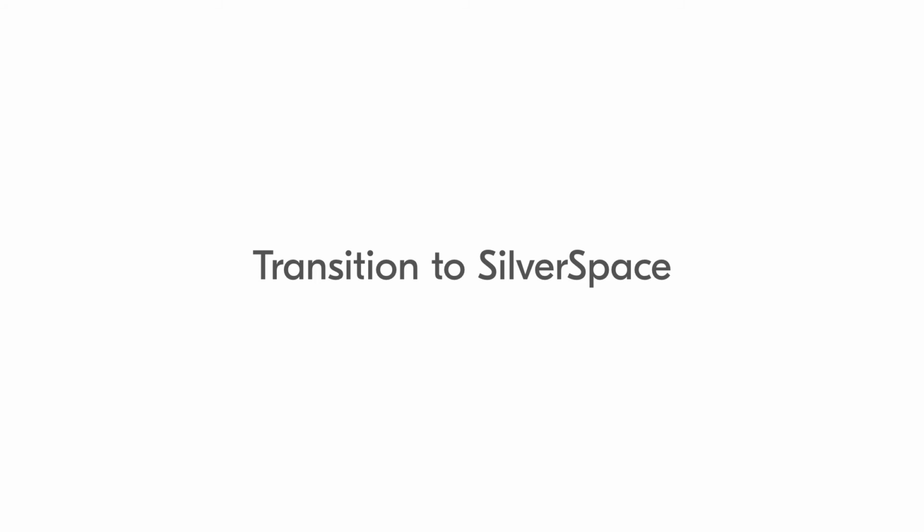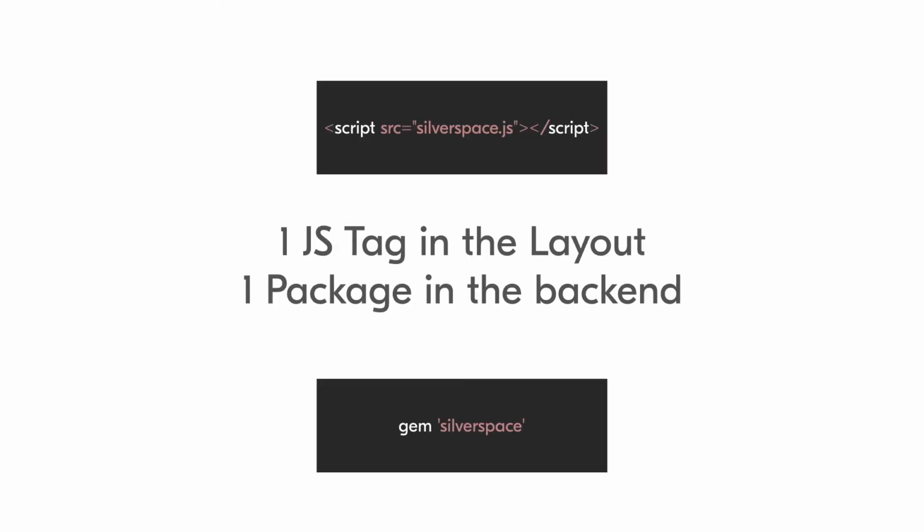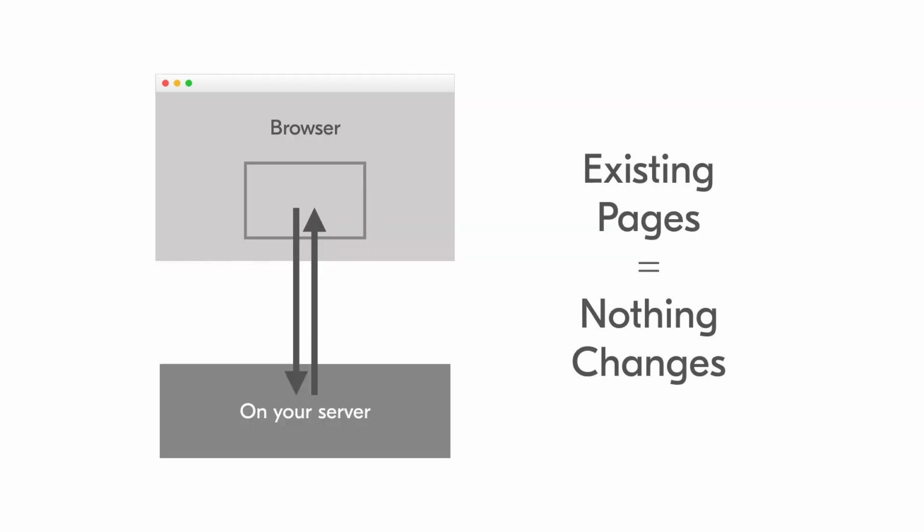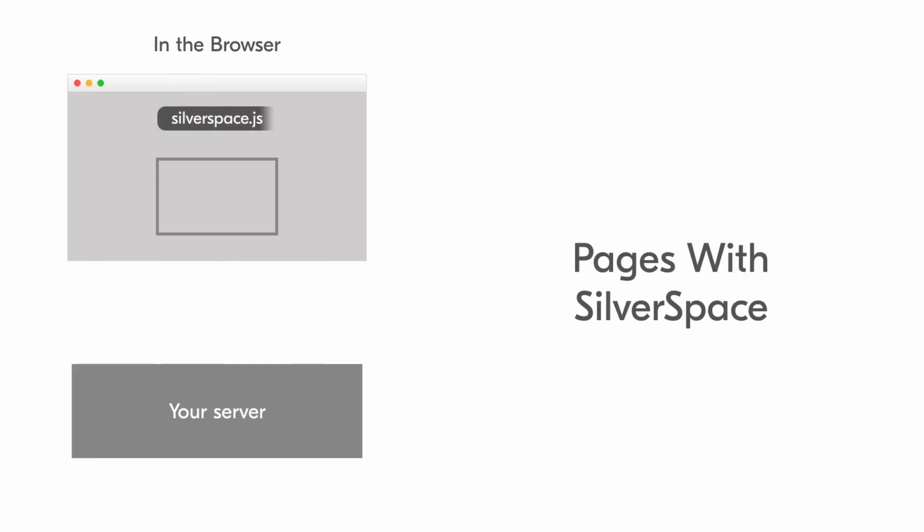Transitioning to use SilverSpace is really easy. It requires one line of code in the front end and one line of code in the back end. For all your currently existing pages, you have nothing to do. It will just work exactly the same way as before. SilverSpace.js will only intervene for the new pages that we have created using the UI builder.